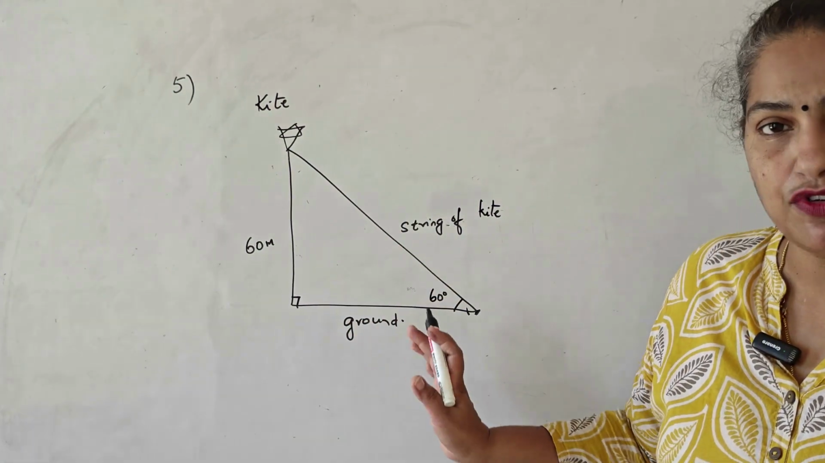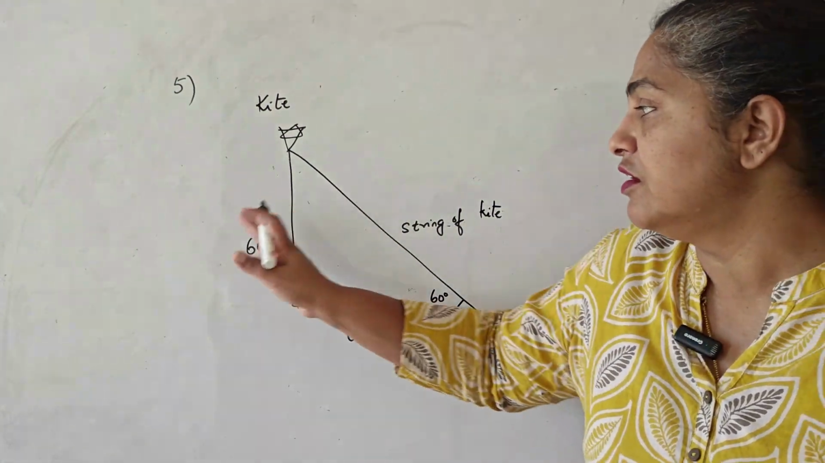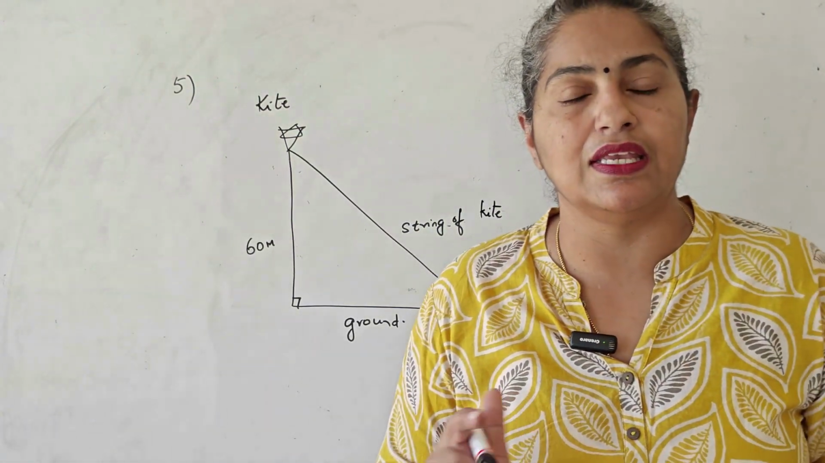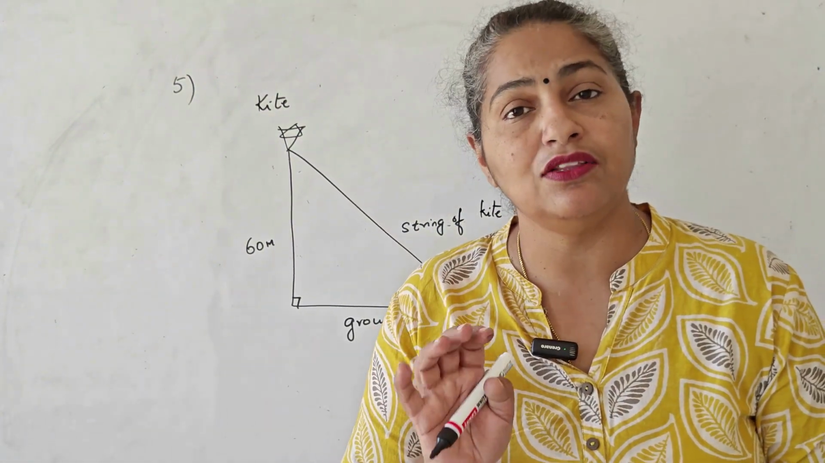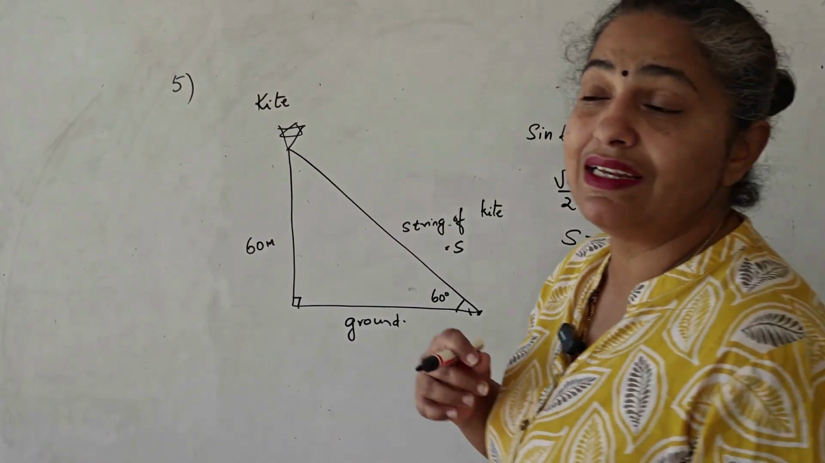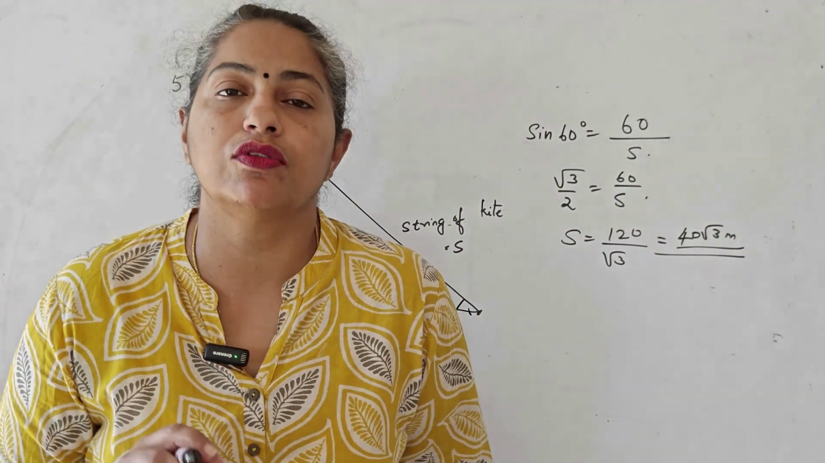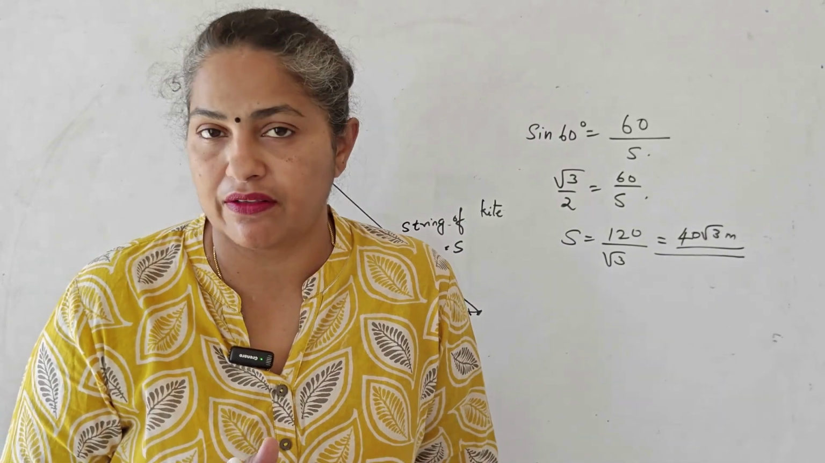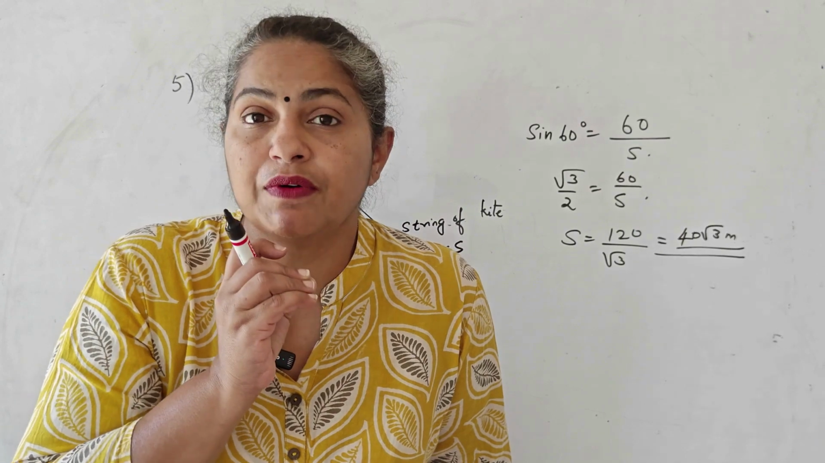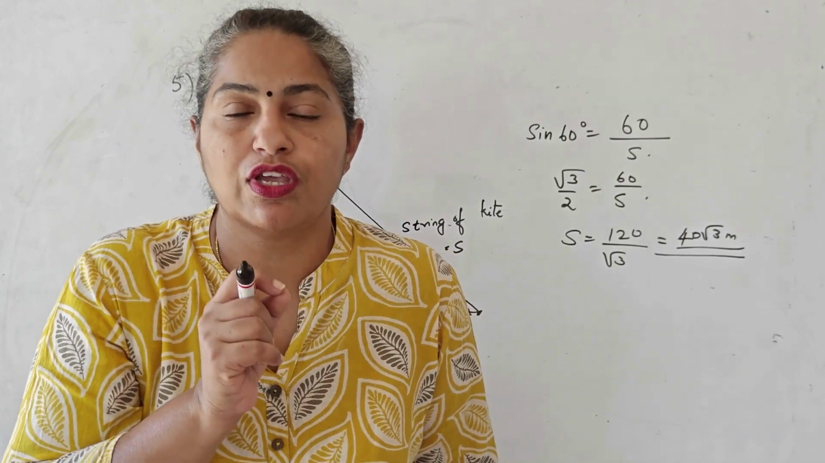We need to find the length of the string. Once we have drawn the diagram, it is very easy. We know the opposite side, and we need to find the hypotenuse. We know the angle, 60 degrees. Now let us find the length of the string. After doing the basic calculations, we will get the length of the string as 40 root 3 meters. Again, you have to rationalize. Now, let us make a small change in this particular question and see if we can solve it.